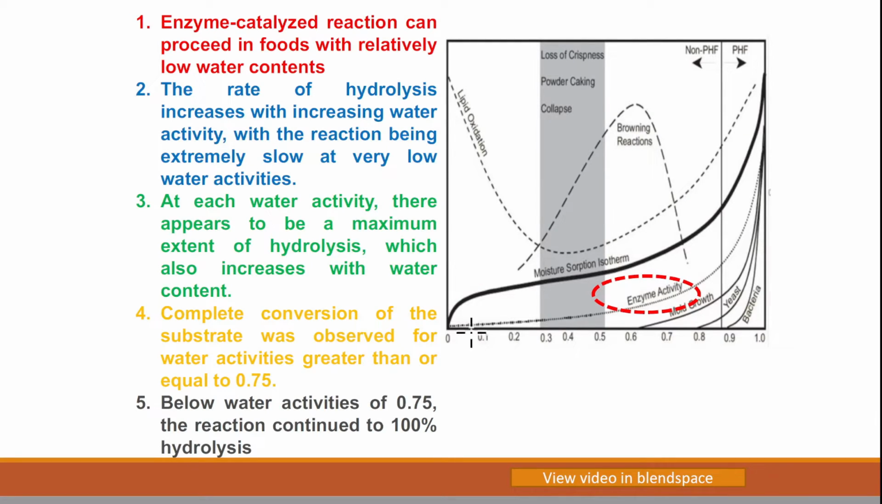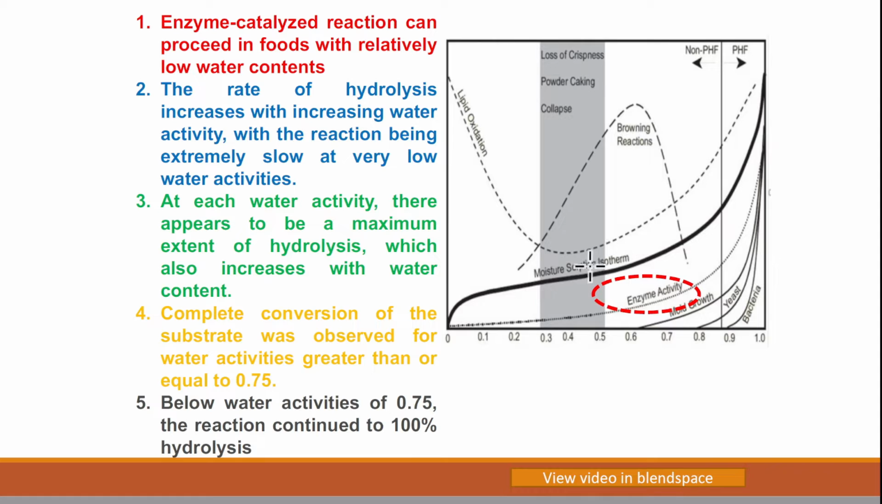Okay, just like before, this graph shows moisture absorption isotherms. On the x-axis is the water activity level, but it doesn't display the legend. On the y-axis is the moisture content. So all enzyme-catalyzed reactions can proceed in foods with relatively low water content.